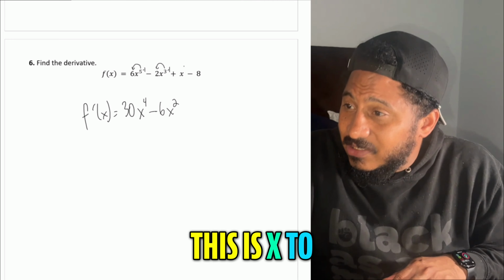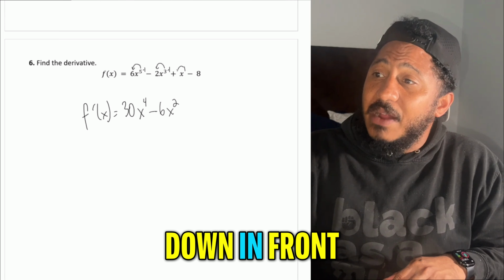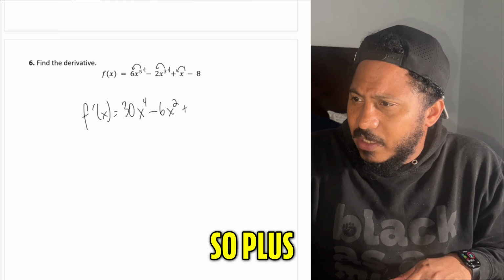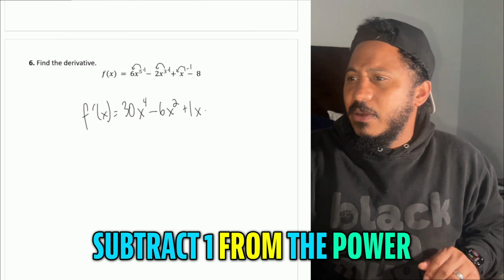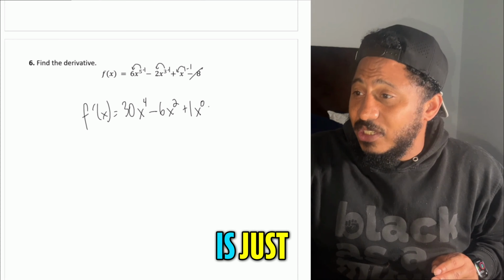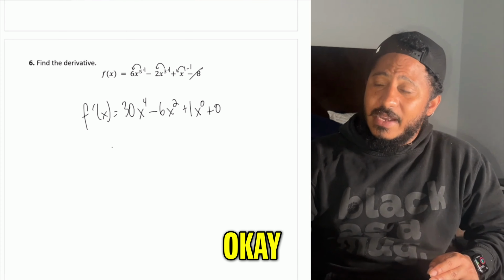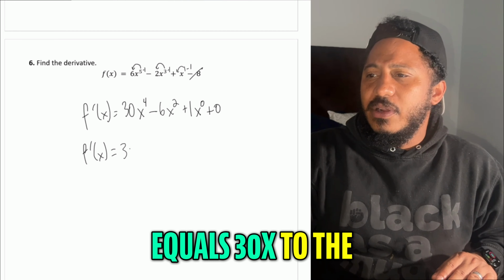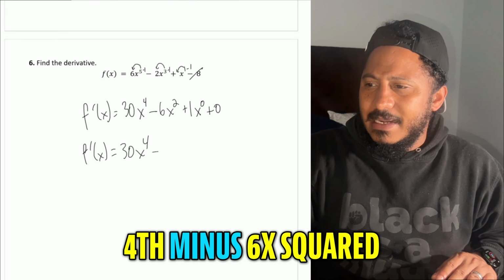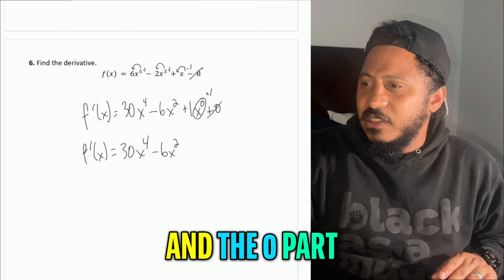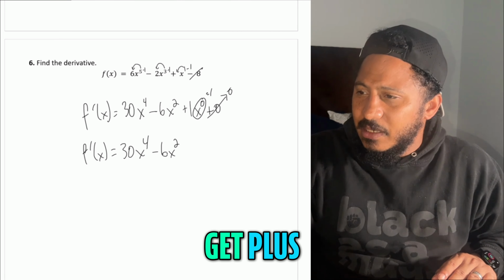Okay, this is x to the 1, so bring that 1 down in front. There's no coefficient in front, so 1 times 1, so plus x to the, subtract 1 from the power, so x to the 0 power. And here there's a constant, so the derivative of that is just 0. Got it. So, simplifying this, we would get f prime of x equals 30x to the 4th minus 6x squared. And again, x to the 0 is just 1, and the 0 part we don't have to write. So we just get plus 1.